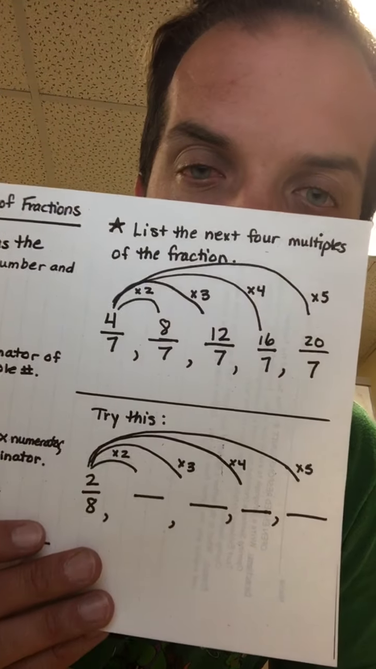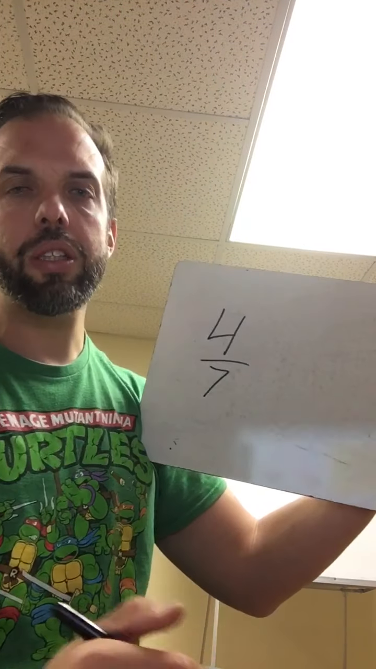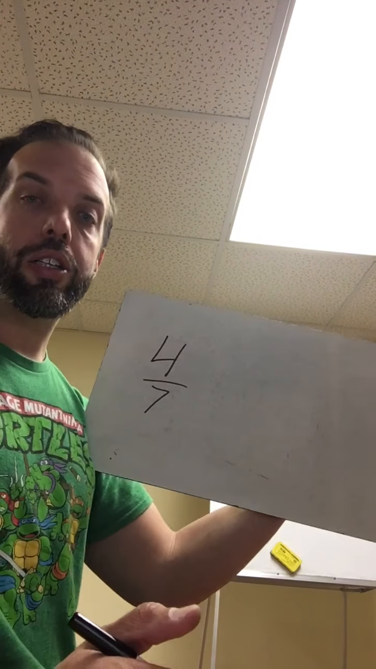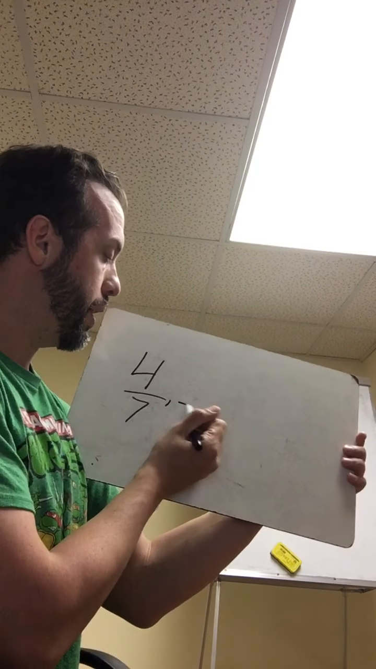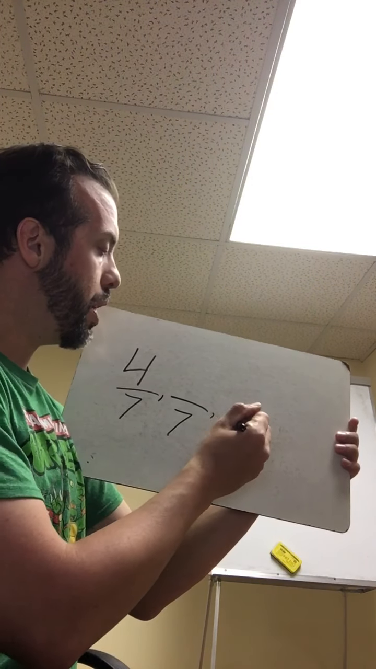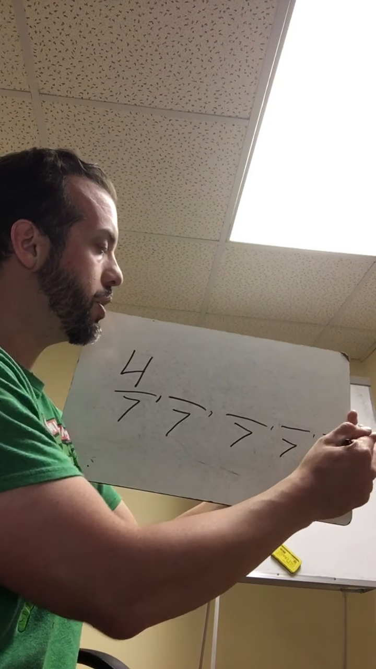Okay? What I would like to do now is the second part, which would be listing multiples. So this would be on the second part of your notes, right here. In our notes it says list the next 4 multiples of the fraction 4/7. Now, just like last week, our denominator is not going to change. We are simply going to be counting by our numerator 4. So every single time, my denominator is going to be 7. That's not changing. All right?